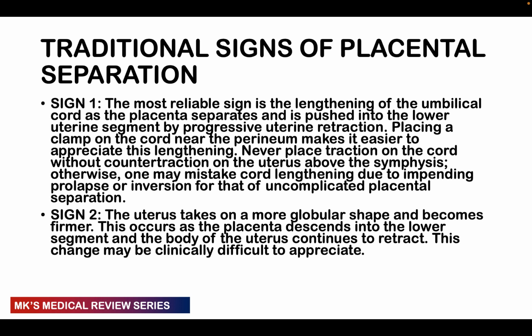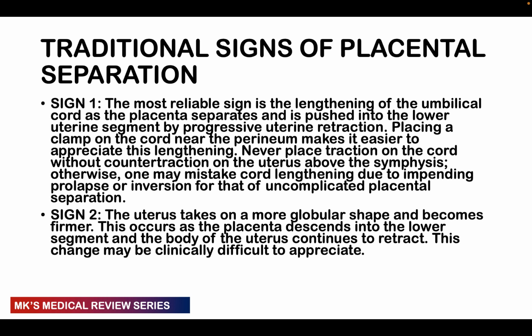So generally, there are some traditional signs that we're taught to help you judge placental separation and see when it has happened. But because of active management of the third stage of labor, we generally don't focus much on these traditional signs. So the first sign and the most reliable sign is lengthening of the umbilical cord, as the placenta separates and pushes into the lower uterine segment by progressive uterine retraction.